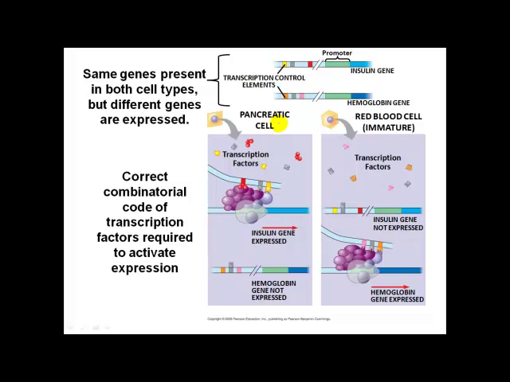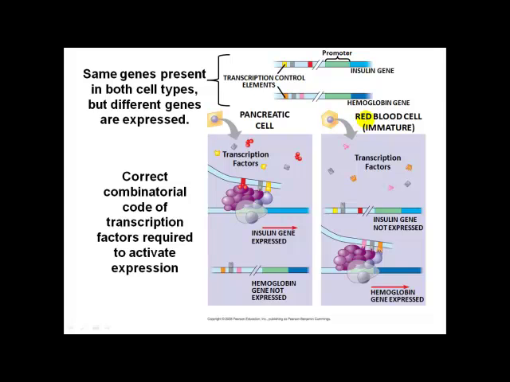So there's an insulin gene that gets expressed in the pancreatic cell. If we look at red blood cells in their immature state, we wouldn't see that insulin expression. Is that because the insulin gene is lacking in those cells, or is it some other mechanism? Well, it turns out that it's not that the insulin gene is lacking in those cells. It's that the insulin gene is present but not expressed, right?